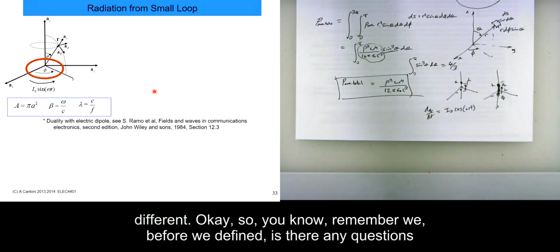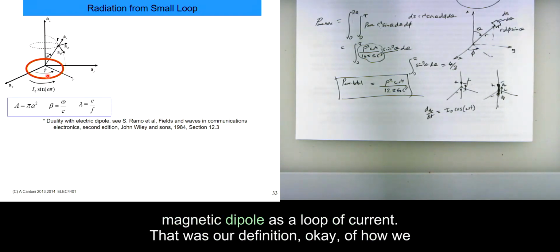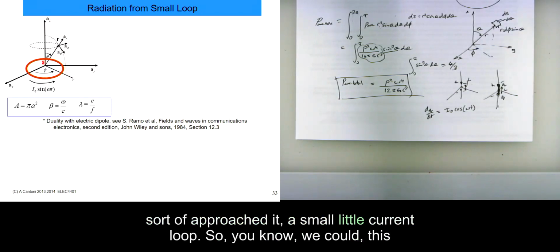Something different. Remember before we defined, is there any questions on that? No. Remember we also defined magnetic dipoles. We defined a magnetic dipole as a loop of current. That was our definition, that's how we approached it, as a small little current loop.